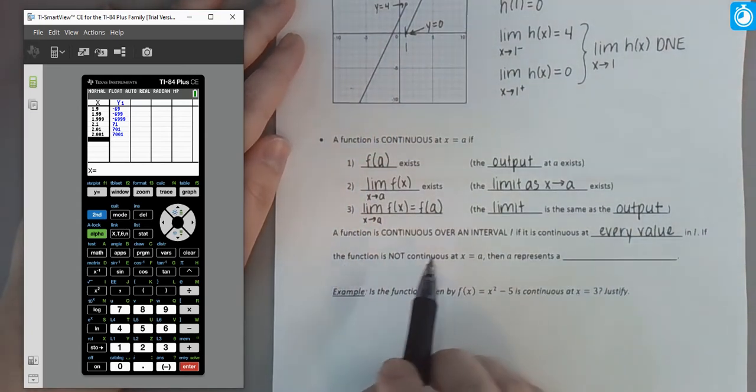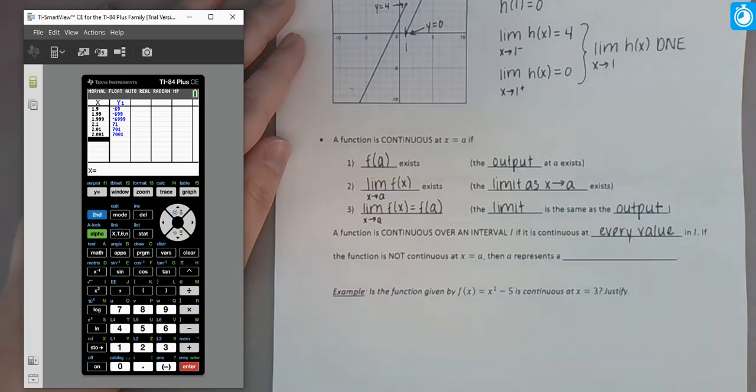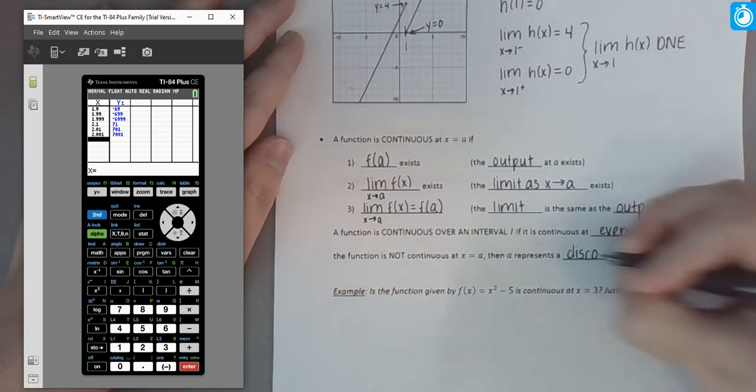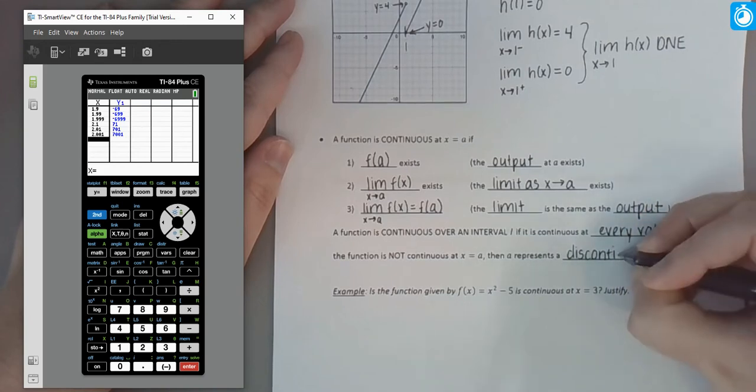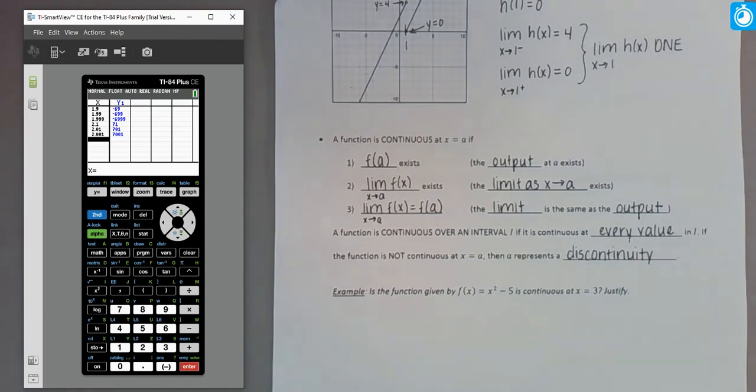If the function is not continuous at a particular value x equals a, in other words, one or more of these requirements is not satisfied, then we say that a represents a discontinuity in the function. And again, within the context of a particular interval, if it's a discontinuity, we could say that our function is not continuous over that particular interval because it has a discontinuity at that particular value of x.